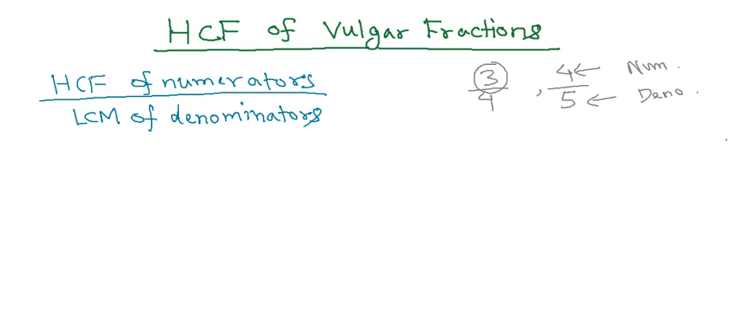So you have to find the HCF of numerators separately and LCM of denominators separately, and you have to just, if HCF of 3 and 4 is x and if LCM of 4 and 5 is y, then x by y is the HCF of the fractions. We haven't seen what is LCM. We will see now. Now let's see what is LCM.